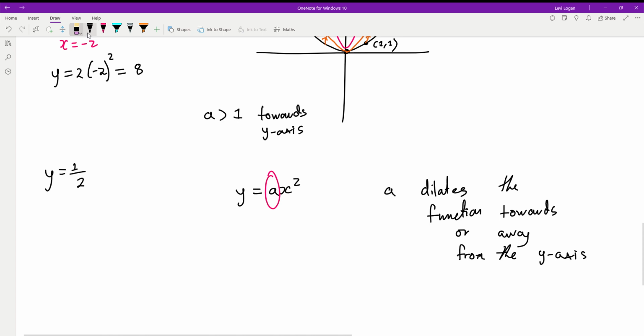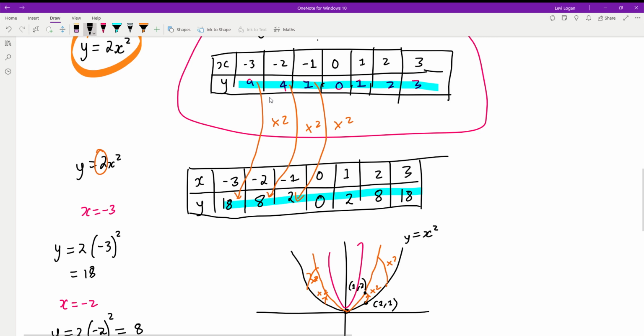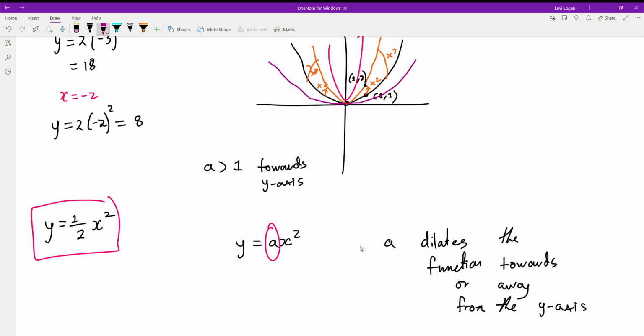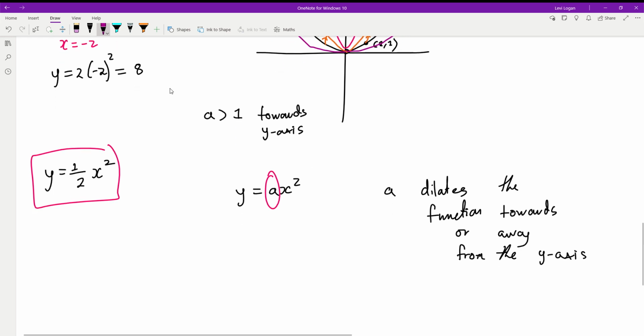Now, if a is smaller, so let's say a is a half, all the y values are going to be half as small. So for example, you take this table, and instead of times by 2, you times it by a half. And that would give you a half of 9, so 9 over 2, so 4.5. So if you had this function and you graphed it, you would have this guy here. It'd be flatter. So if a is bigger than 1 it goes towards the y-axis, and if a is less than 1, it goes away from the y-axis. Does that make sense? Hopefully that makes sense.